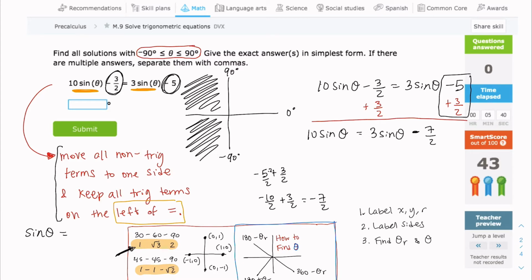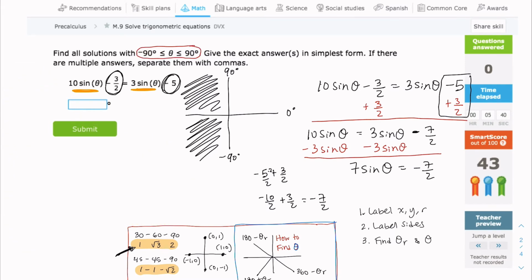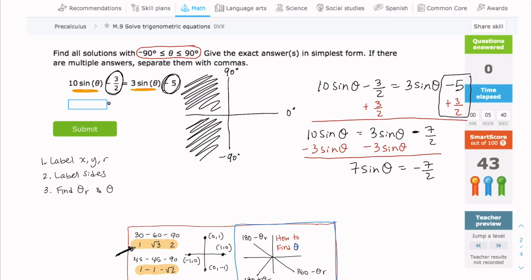Okay, we're not done. We need to move all our sine terms to the left side. So since it's a positive 3 sine theta, I'll be minusing 3 sine theta. You kind of just treat sine theta like it's an x. If I have 10x and 3x, I'll need to minus the 3x to the other side. So minus this 3 sine theta. Notice that we're combining like terms. 10 sine theta minus 3 sine theta is 7 sine theta, and that equals negative 7 halves. I'm going to get rid of some of this because it's a little distracting. But if you haven't written it down yet, pause the video here. And let's finish the problem.